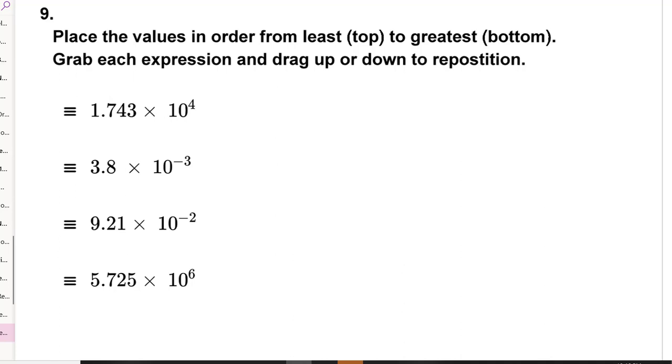Number 9, place these values in order from least to greatest. Grab each expression and drag it up or down. We can't do that, but we can state which one's the least and which one's the largest. Or we can put it in order of 1, 2, 3, 4, with 1 being the least and 4 being the greatest.